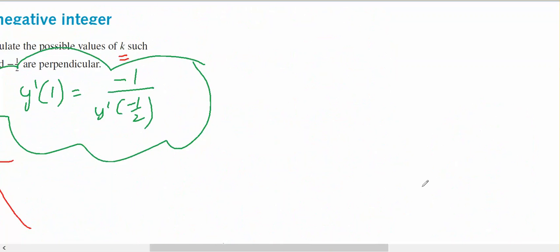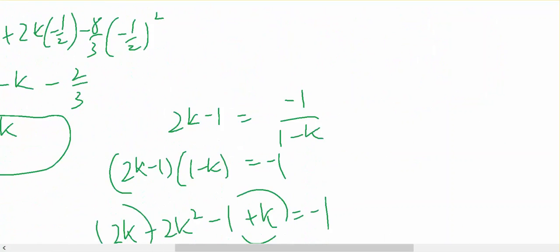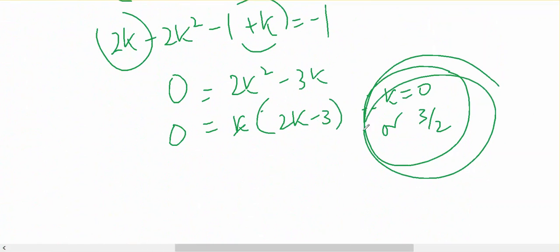So what am I told about k in the question? K can be any value whatsoever. So we're looking for two answers for k, and those two answers are 0 and 3 on 2.